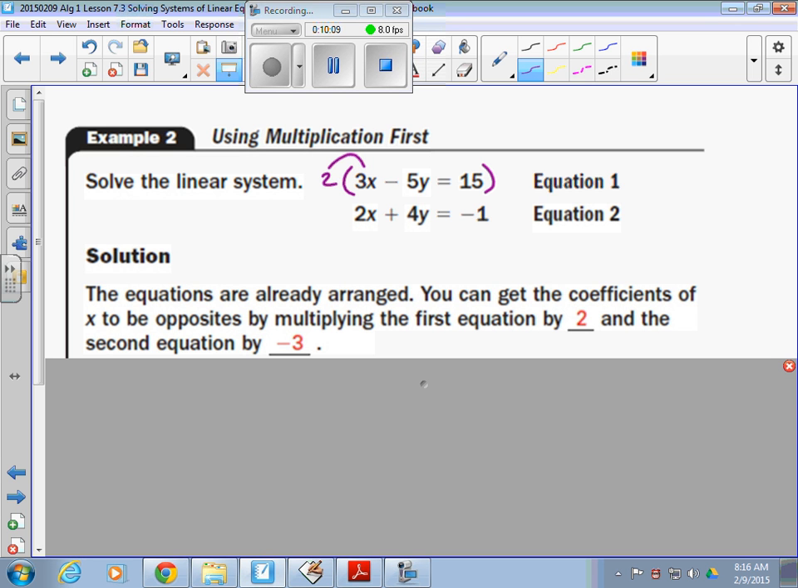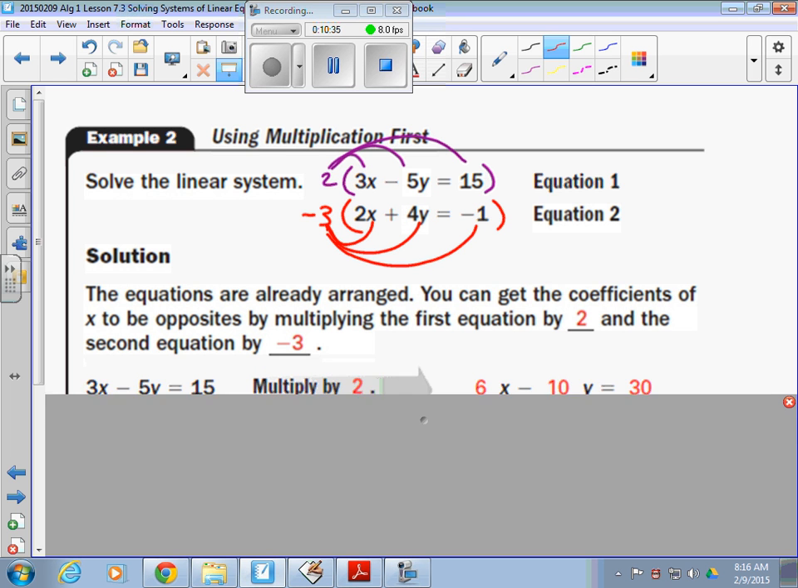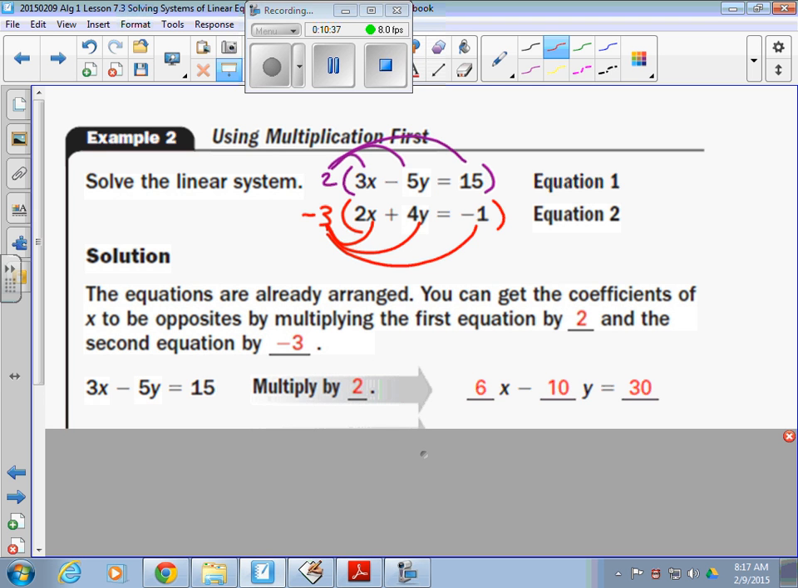But you can't just multiply one term by 2. You have to distribute it to everything in the parentheses. And you're going to multiply this equation. You want 2 to become negative 6, so you're going to multiply this one times negative 3. Again, you can't just multiply it times this one. You have to multiply it by everything in the equation. When you do that, 2 times 3x is going to be 6x. 2 times negative 5y is negative 10y, and 2 times 15 is 30.